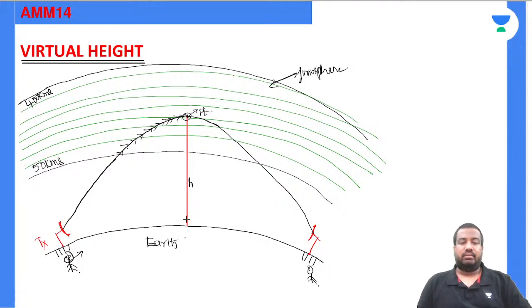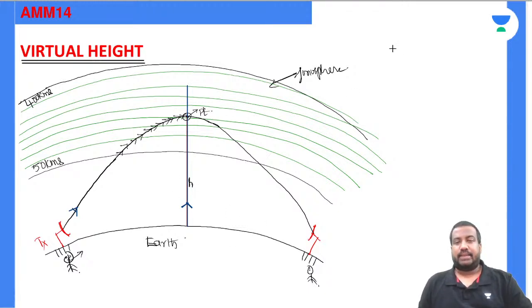we'll send the wave vertically upward. We'll not send it from this point, but we'll send it from this point. We'll send an impulse signal vertically upward like this, and we'll see when it is coming back. Now there is no trajectory. Directly vertically upward we are sending.